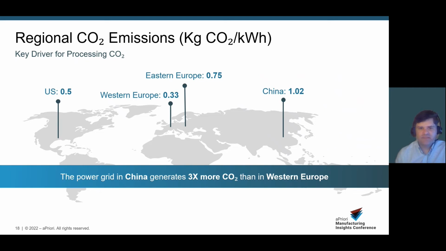And when we look out, we can see China has a lot of carbon and a lot of coal in its electricity mix. So, if we can move outside of China, maybe to Western Europe, United States, we can reduce our processed CO2 quite significantly. But what are those cost trade-offs? So we'll look at that in a little bit more detail.